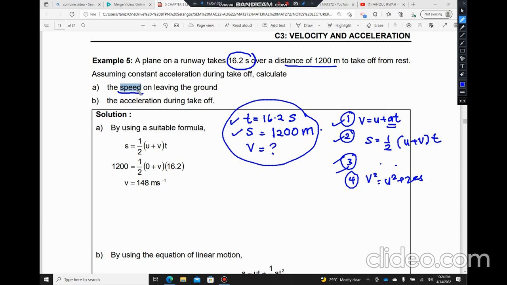Okay, so kita boleh guna formula number 2 because this one S kita dah ada S, and then 1 over 2 U ni sebab dia initial velocity sebab dia kata from rest. So from rest means U equals to 0. So U equals to 0, and then we need to find V, and then T equals to 16.2. So when you solve this equation, you get V equals to 148 meter second negative 1. So this one cara kita nak solvekan problem based on information. Maknanya yang ni tak perlu sketch graph.